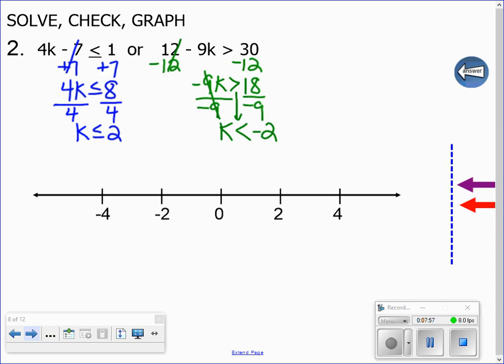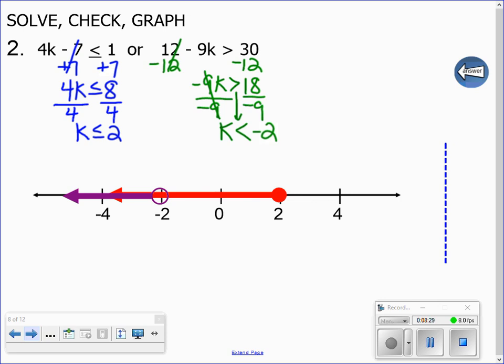And so we want to consider these two graphs together. If we're looking at the first one, we have k is less than or equal to 2. We're going to include the 2 because it is less than or equal to it. And then we want everything that is less than negative 2. And so our solution here would be everything from 2 and below.